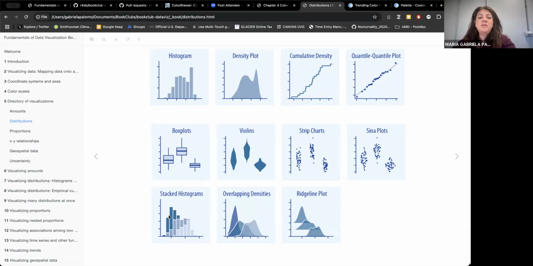Okay, they should not be used as much because, again, sometimes you can hide certain parts of the distribution. So instead of using stacked histograms, it's better to use overlapping densities or ridge line plots.